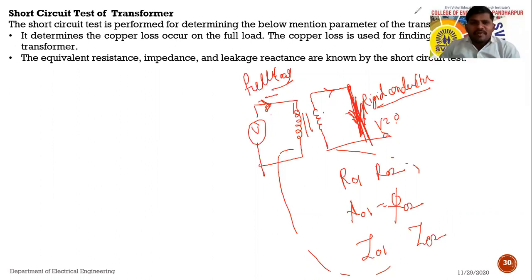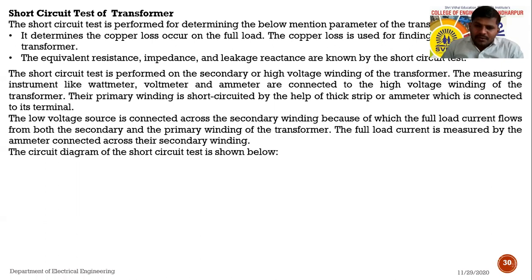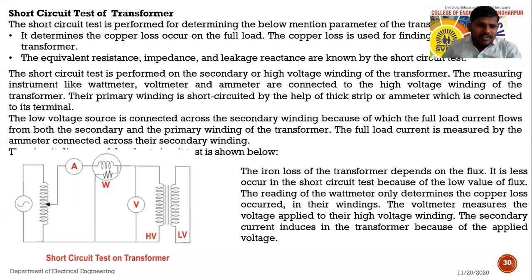Again, the connection is similar to that of the open circuit test, but instead of open circuiting the secondary terminal, we are just connecting one rigid wire across the secondary terminal. Okay, see, for that I will show the diagram also. See, the short circuit test is performed on the secondary. The short circuit test can be performed on the secondary or high voltage winding.